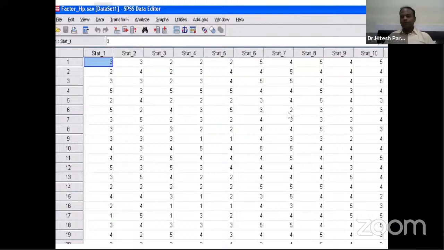So are you ready with your file? If all are ready with the file, then we can start the session. Trupti madam, yes, the file is being shared with everyone. So as the majority of the participants are ready with the file, we can start now.